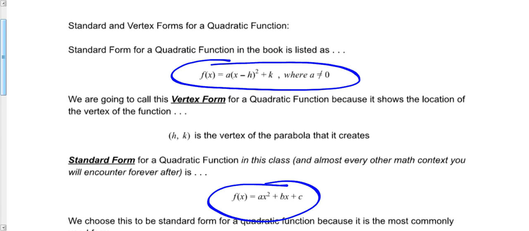The ax squared plus bx plus c. This is standard form. Okay? This we are going to call vertex form. So a times the quantity x minus h squared plus k. Why do you think I call it vertex form?